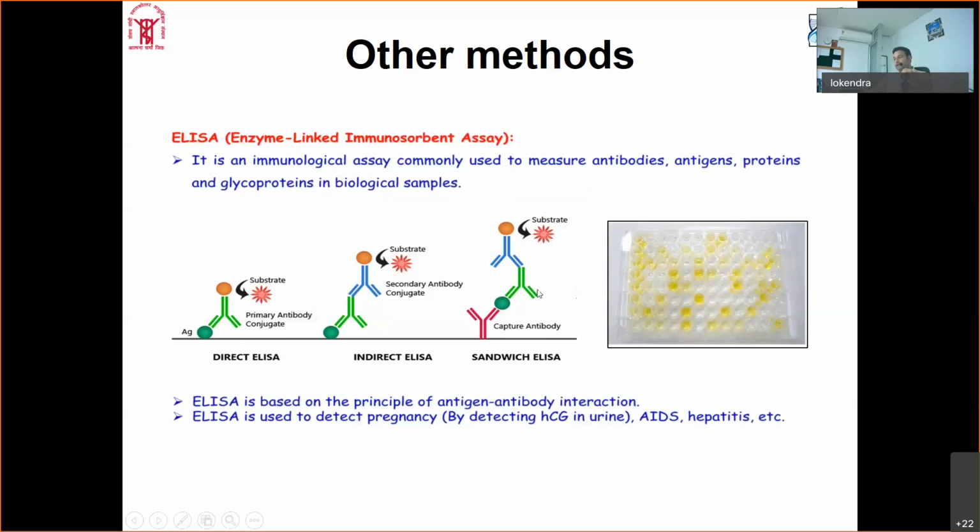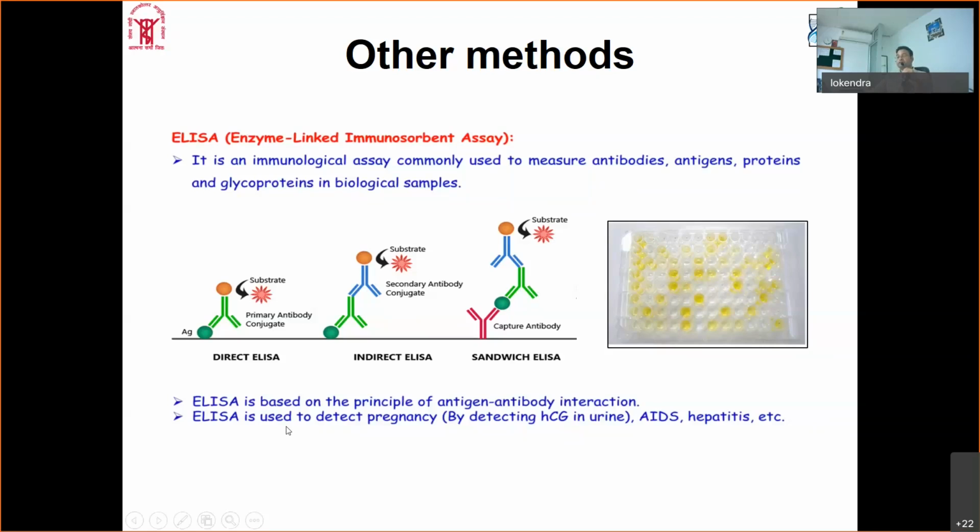So sandwich ELISA is a little bit complicated, but in direct or indirect ELISA, you can directly identify antigens which are attached to the surface. So these are basically the principles of antigen-antibody interaction, and this is a typical image of an ELISA plate in which you see yellow color. In some of the cases the yellow color is too intense, and in some of the cases maybe the yellow color is less intense. So based on their intensity, you can also quantitate exactly how much of your target is present.